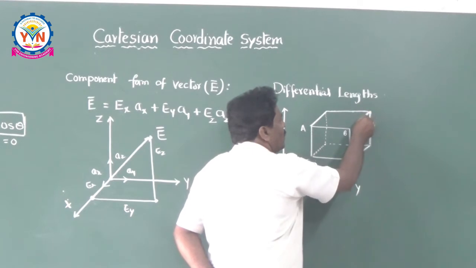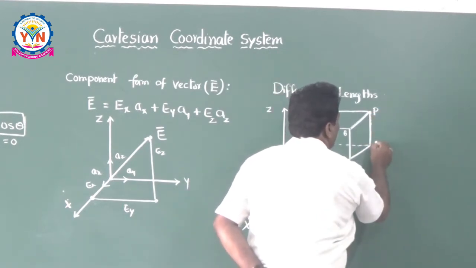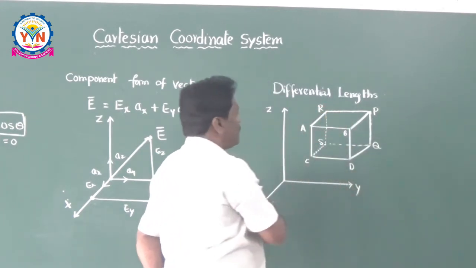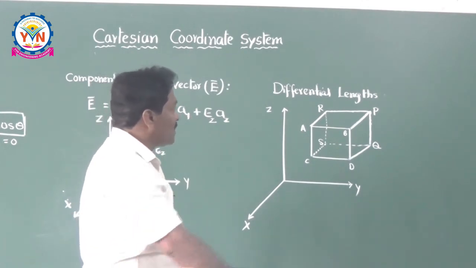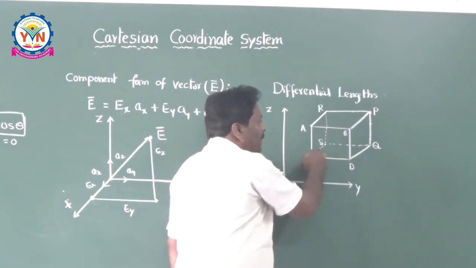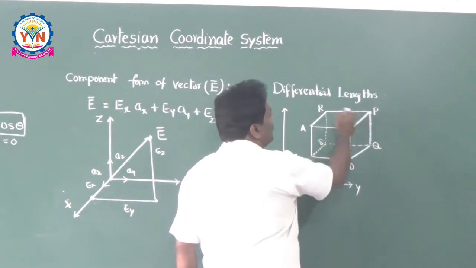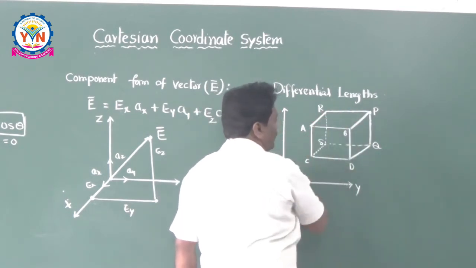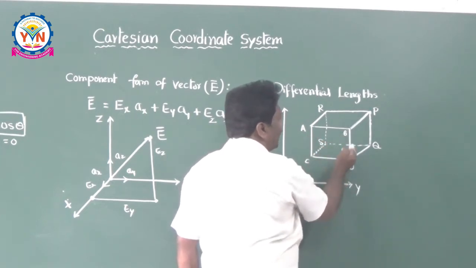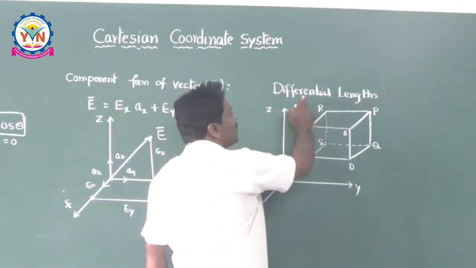Now, let these be P and Q, and this is R, and this is S. These are the points. So it is a rectangular section having the surfaces A, B, C, D. The back surface is P, Q, R, S. The upper surface is R, P, B, A, and the front surface is A, B, C, D, like this, all the surfaces. Now I would like to tell you the differential lengths for this.